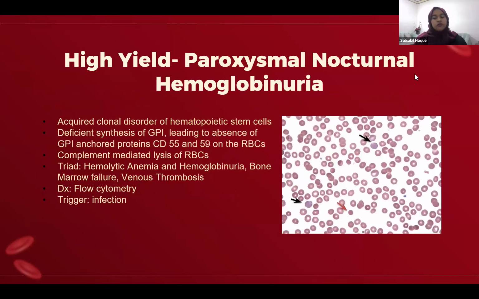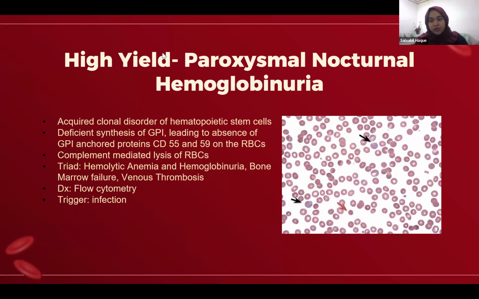Okay, so let's revise PNH a bit. It is a clonal disorder of hematopoietic stem cells where you have deficient synthesis of GPI, and this leads to absence of GPI-anchored proteins on the RBCs. These proteins are usually CD55 and CD59, and this activates the complement system, which leads to complement-mediated lysis of RBCs. Now you have a triad here, which is hemolytic anemia and hemoglobinuria, bone marrow failure, and venous thrombosis. Diagnosis, again, is flow cytometry, and the trigger is infection.